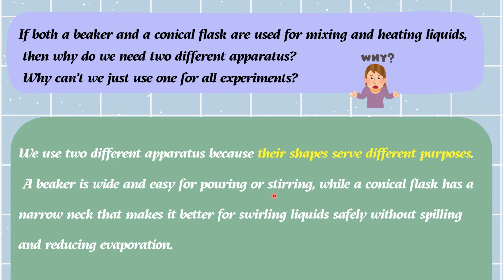In the case of a beaker, we cannot swirl it because of the wide opening; the liquid may spill out. But in the case of a conical flask, since it has a narrow opening and a long, narrow neck, it is easy for us to swirl the liquid without spilling. Isn't it an easy point to remember, the exact difference between the two apparatus? Hope you have understood. Now the next apparatus that we're going to learn is a funnel.